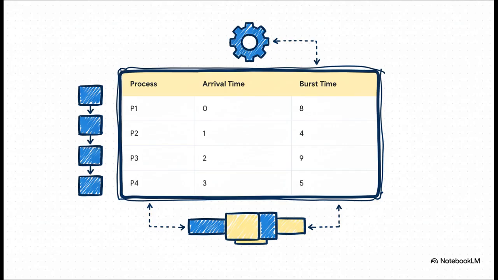Next up is P2. It runs from 4 to 8, and since its burst time was only 4, it's finished. Then P3 gets a turn for 4 units, and so on. It's like everyone gets a little bit of attention in a loop. This is what makes a system feel so responsive because no single program can hog the CPU for too long.